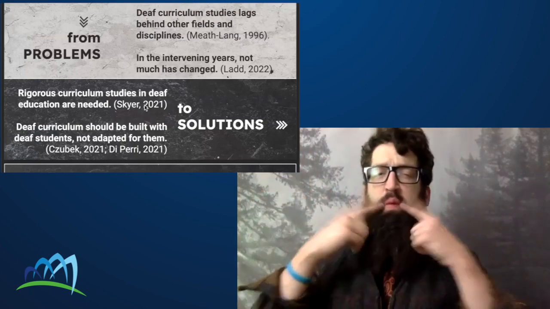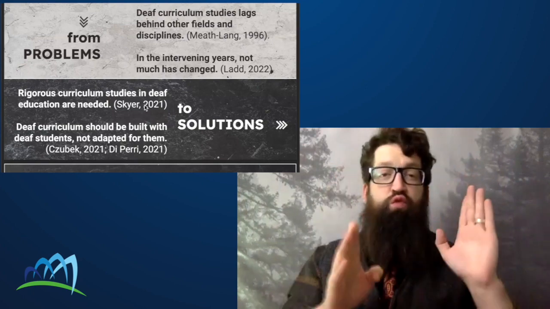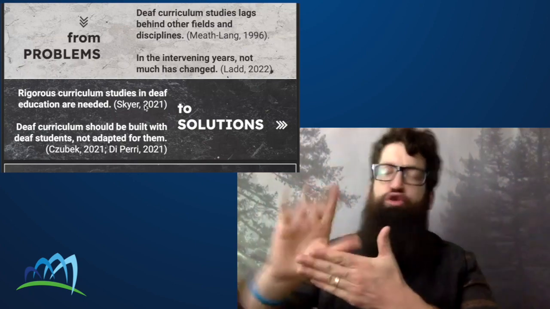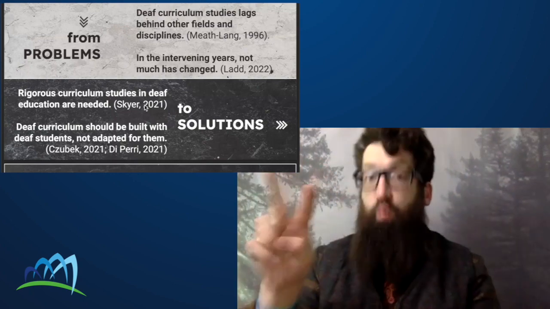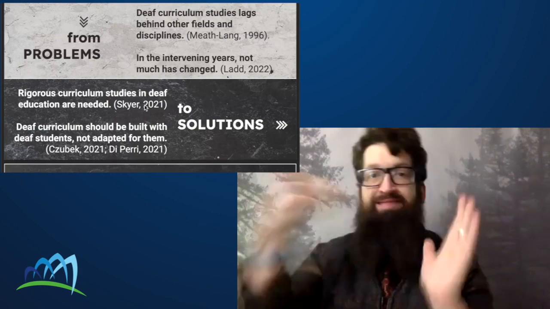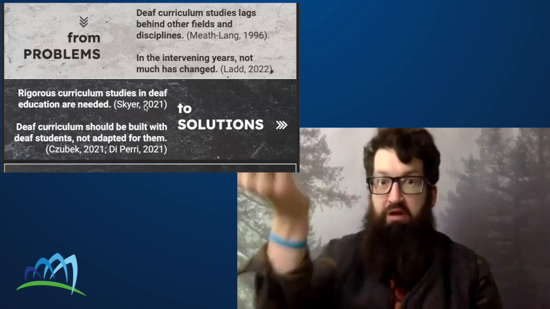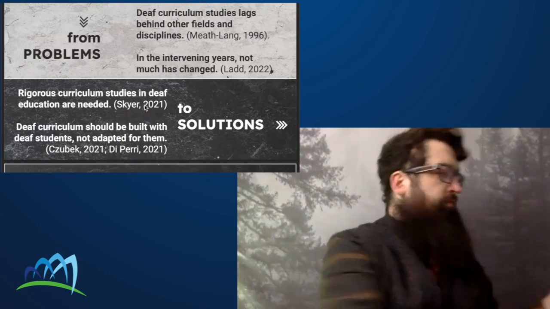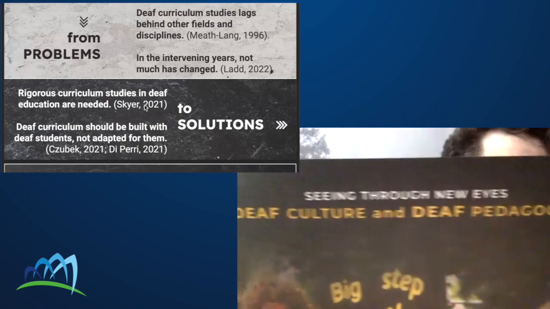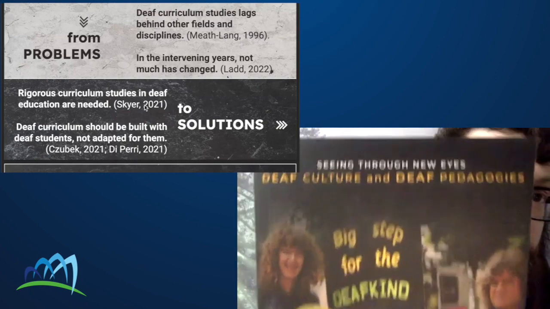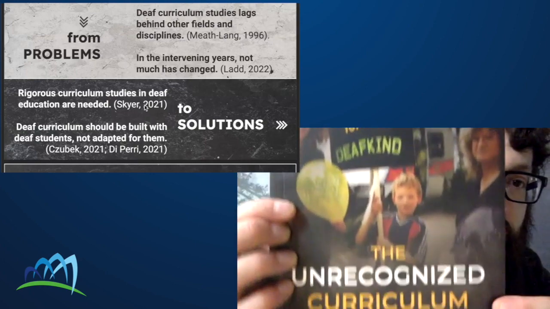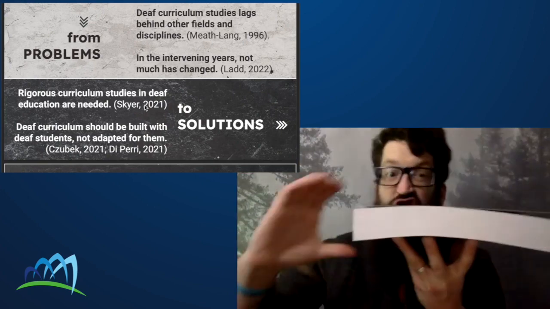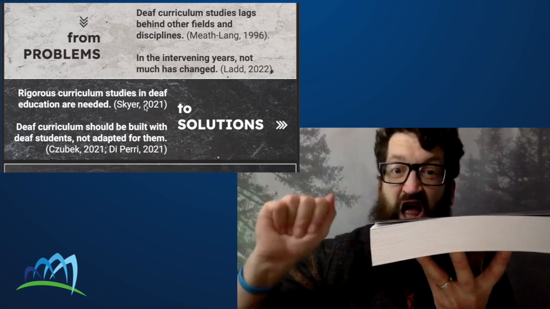The most recent evidence I quote is from Patty Ladd, a deaf researcher in deaf education. It's a recent publication, 2022, this year, and I just got it in the mail yesterday, and I'm really excited about that. I can show you what it looks like. As you can see, it's quite substantial.